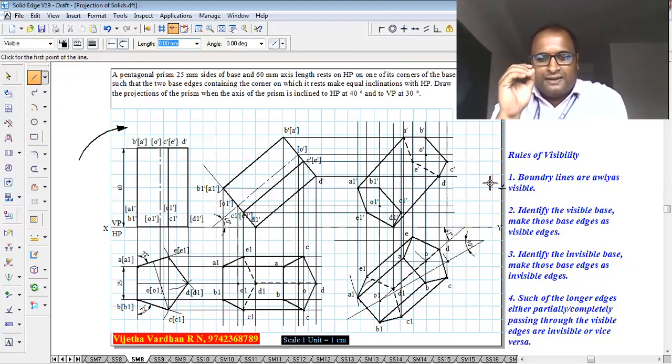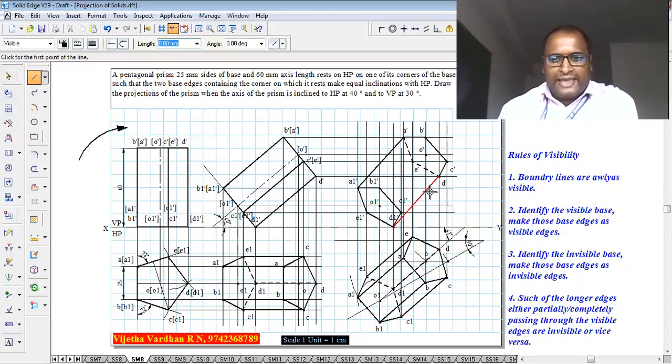Then the fourth point says that such of the longer edges, either partially or completely passing through the visible bases, are invisible, or vice versa. The longer edges AA1 and DD1 already form the boundary, so forget about them. If I connect the longer edge EE1, it passes inside the visible base, hence it must be invisible. In the same fashion, vice versa, the longer edges passing inside the invisible base should be visible. BB1 as well as CC1 pass inside the invisible bases.